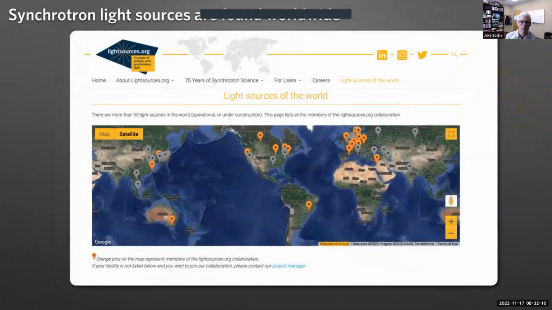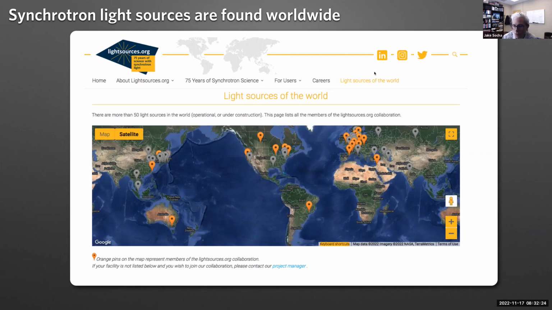So to back up a little bit, these things are called synchrotron light sources, and they're not unique to the United States. In fact, they're found in many places around the world, and there are about 50 that are in operation or under construction. This website, lightsources.org, is a really good source to learn about this type of thing, for future reference.